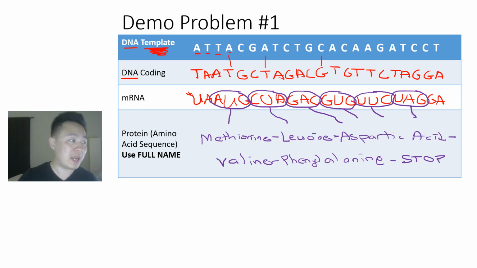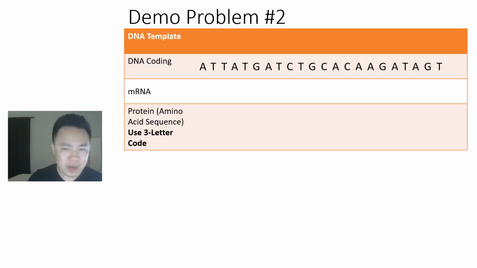So here's the answer to demo problem number 1. Hope you got that right. All right, let's move to demo problem number 2. In this example, you're given something called the DNA coding strand. That's the opposite strand. We are in a little pickle though, because remember I told you always use the DNA template strand. You have to find this. All right, so let's go ahead and do that.